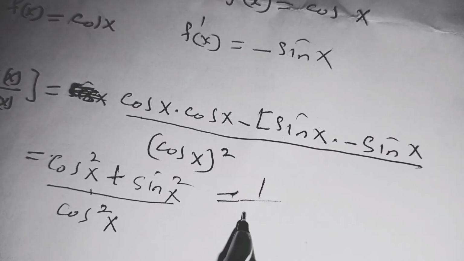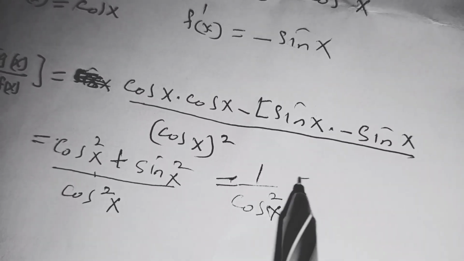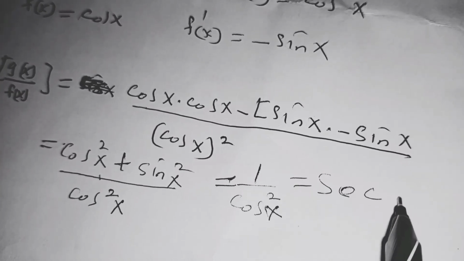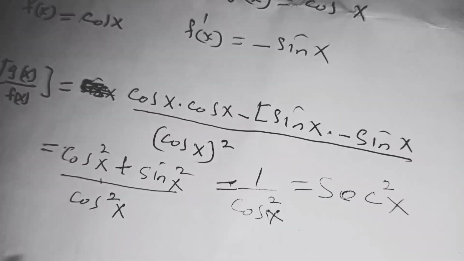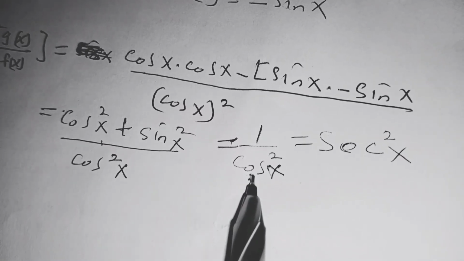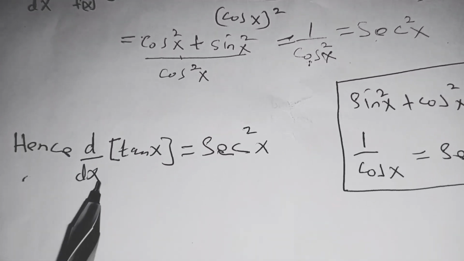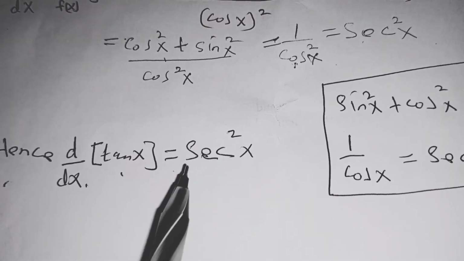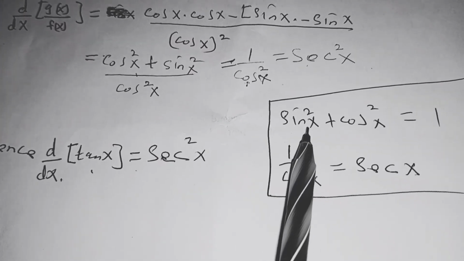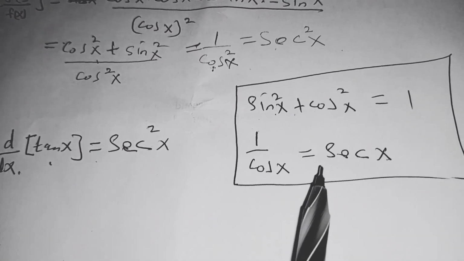divided by cos of x squared, which is equal to sec of x squared, from the fact that 1 over cos is equal to sec. Hence the derivative of tan of x is equal to sec squared x, from the fact that sin squared x plus cos squared x is equal to 1, and 1 divided by cos of x is equal to sec of x.